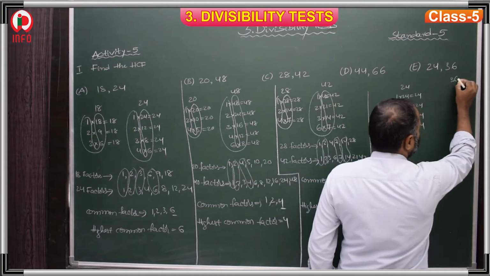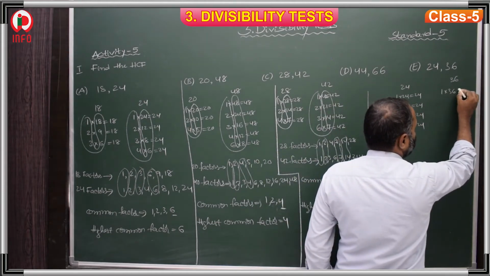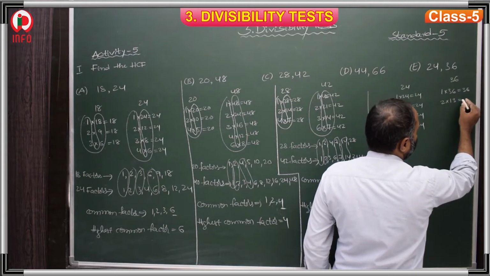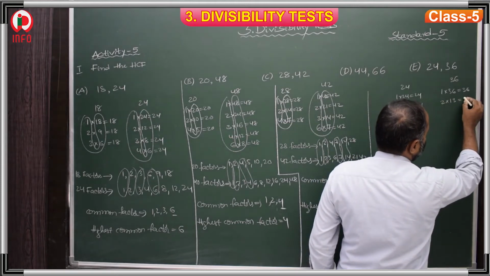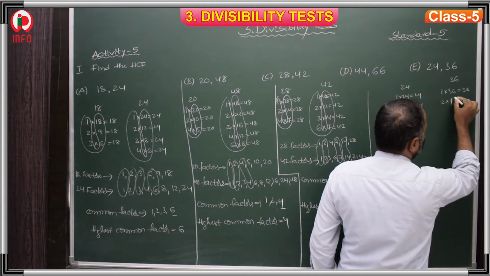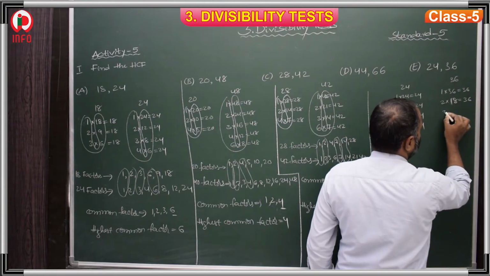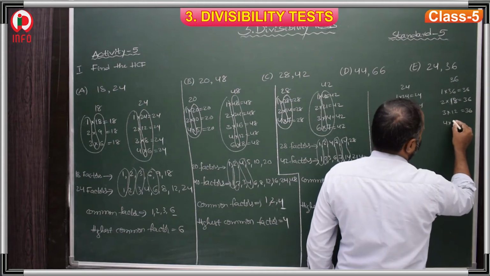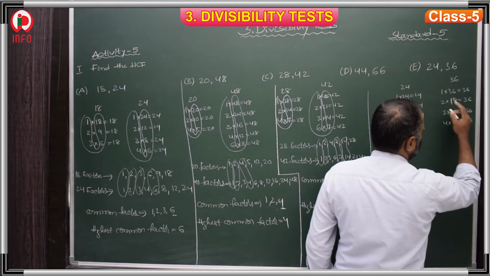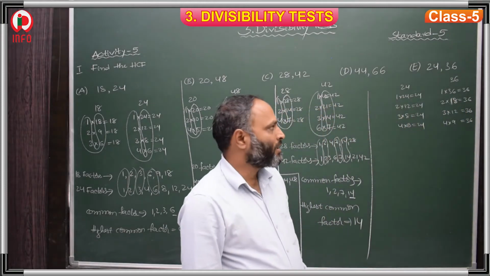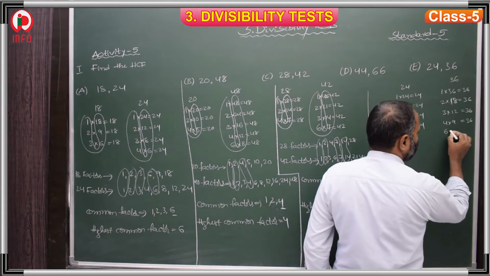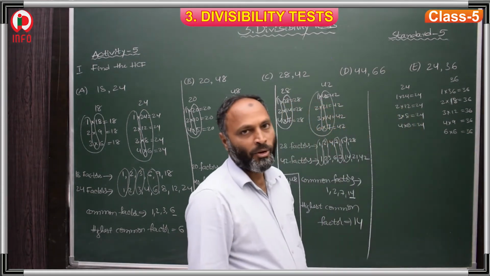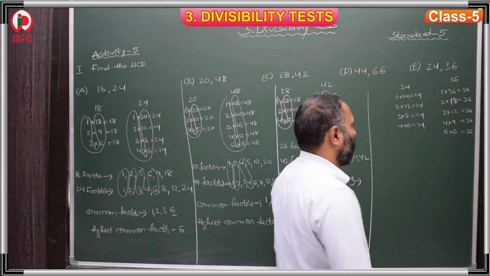Now we go for 36. 1 36 is 36, 2 18s are 36, 3 12s are 36, 4 9s are 36, 5 won't go, 6 6s are 36. Here it repeated, 6 and 6 repeated, no need to go further.